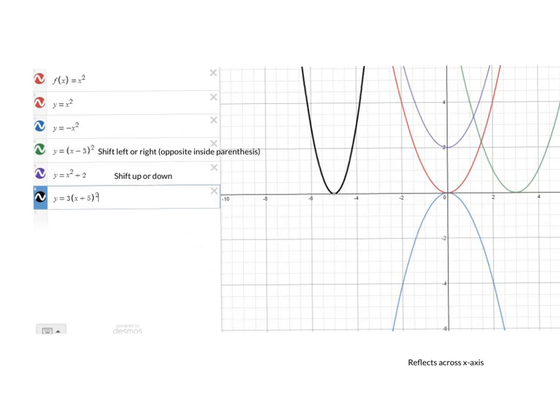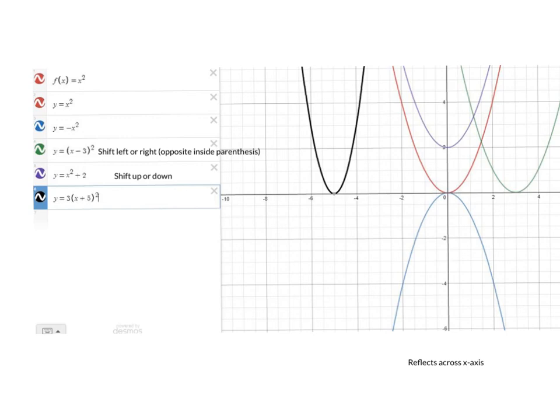And then on this last one, I've done a few things. I've added 5 inside the parentheses, so it shifted it to the left 5 units. Remember, it's opposite when we're inside the parentheses. And then there's also this 3 out here. Well, that actually compressed it, and it made the U shape a little more compressed. But that one we're not as concerned about. I'm more concerned that you understand the shift right or left, the shift up or down, and the reflection across the x-axis or the y-axis.